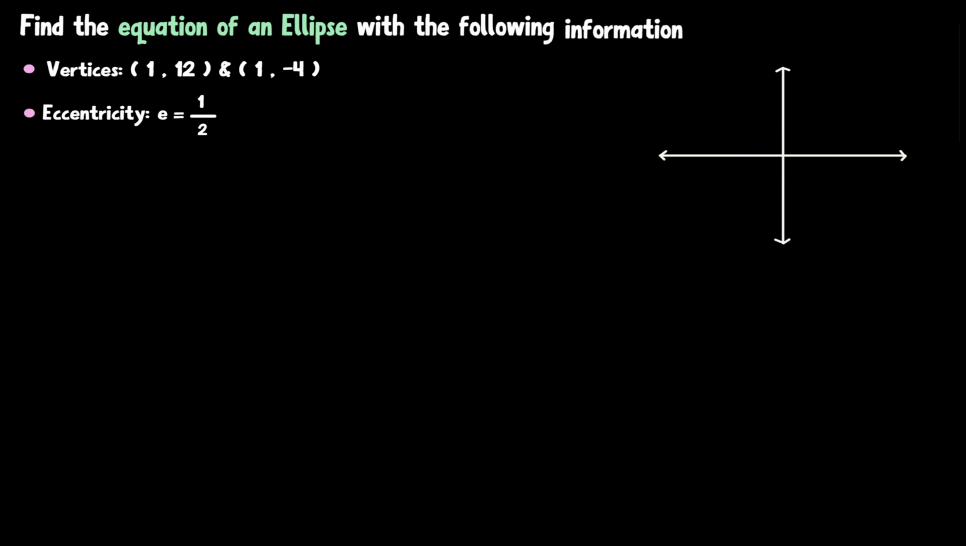Well, let's take a look at the location of the vertices of the major axis at (1, 12) and (1, -4). So let's just approximate those values. (1, 12), I'm going to say that is somewhere around here. And (1, -4), it's somewhere around here. And when we connect these 2 points, we can see that the major axis is a vertical line.